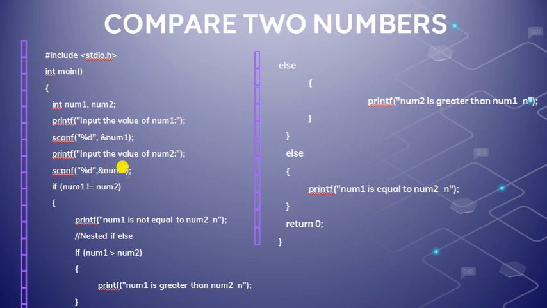Next we are going to check whether num1 is not equal to num2. Here we are checking if they are not equal. If they are equal, there is no need for other comparisons. So if they are not equal, the symbol used is this: if num1 != num2, printf num1 is not equal to num2.